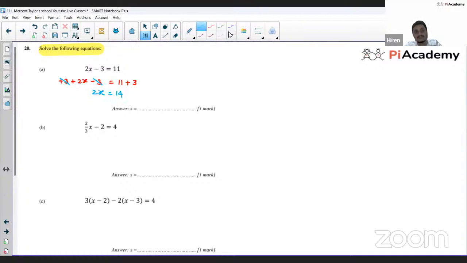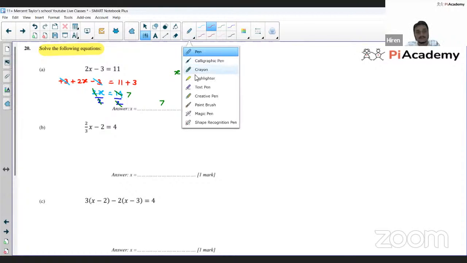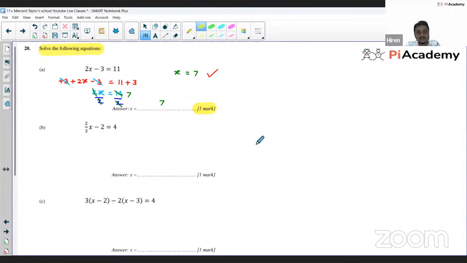And now if I divide by 2 on both the sides, what am I going to get? On the left side I get x, okay? Because 2 and 2 will get cancelled. And on the right hand side, I'm going to get 14 divided by 2, that is 7. So in that way, 7 will be your answer for the first question. If you are getting 7, then you are absolutely correct and you will get 1 mark.